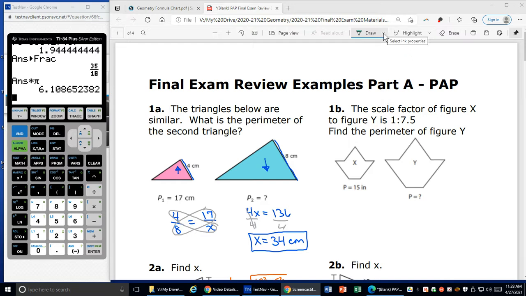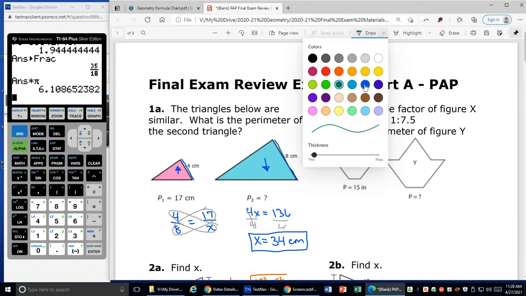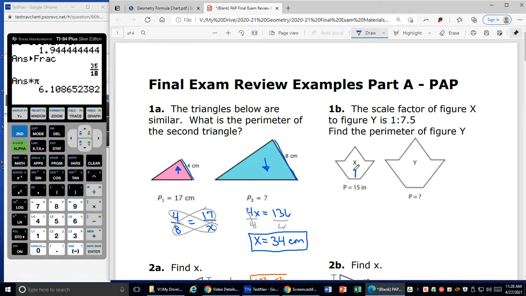So that means when they're looking at this, they are always putting figure X in the numerator and Y in the denominator. X to Y is 1 to 7.5. So that means 1 to 7.5. It's going to equal, find the perimeter of figure Y. My perimeters are 15 in my up arrow, and I don't know in my down arrow. That's what I'm trying to find.